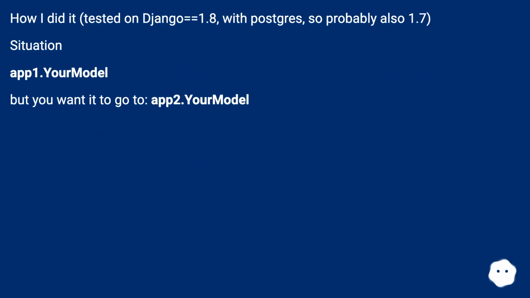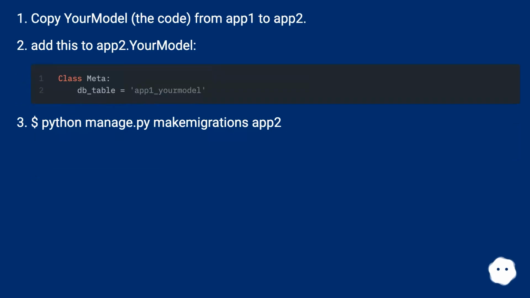How I did it, tested on Django 1.8, with Postgres, so probably also 1.7. Situation: app1, YourModel. But you want it to go to app2. Copy your model, the code, from app1 to app2. Add this to app2, YourModel.